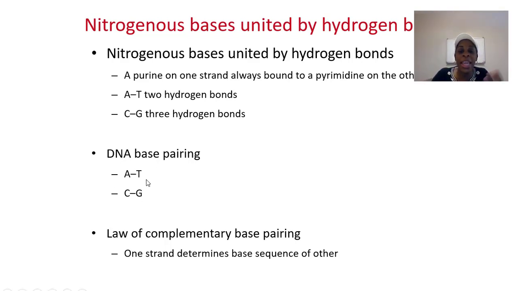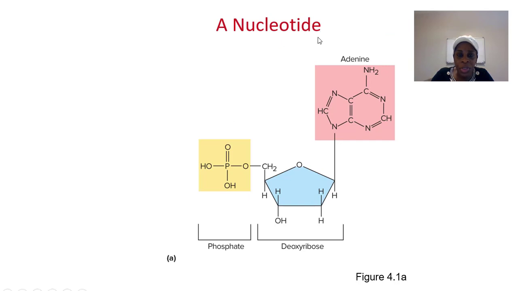So every time you have an A, you have a T on the other side. Every time you have a C, you have a G, right? So we have a law called the law of complementary base pairing. It means anytime you have an A, it's connected to a T. Anytime you have a C, it's connected to a G. So this is what the nucleotide looks like, right? Adenine, deoxyribose, which is a sugar, and the phosphate group, PO4.